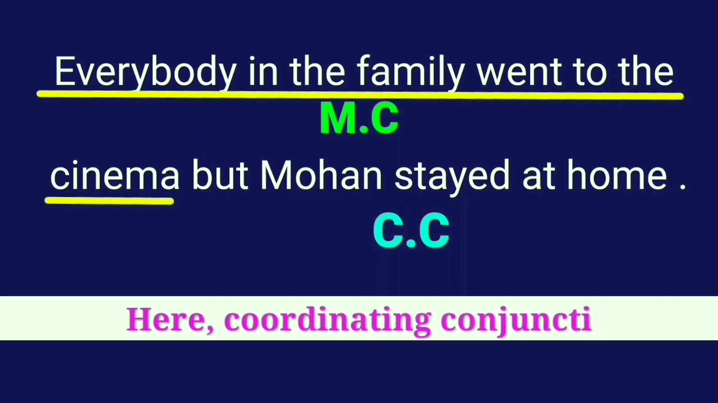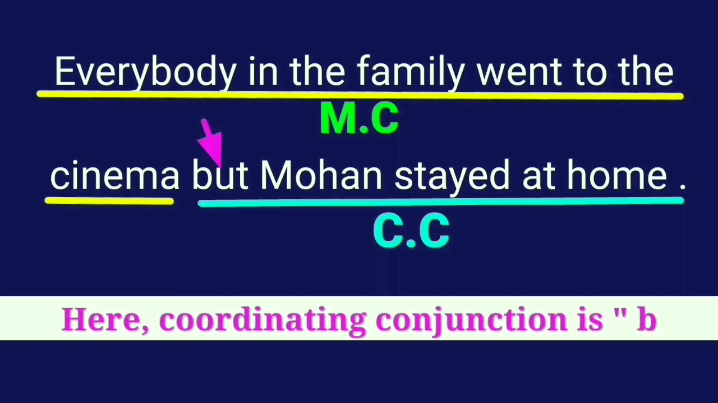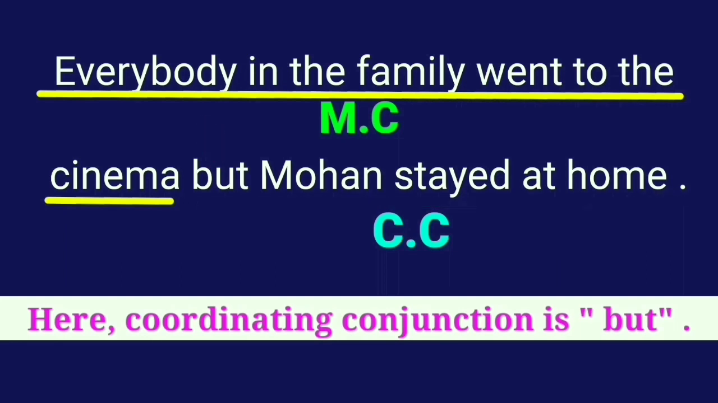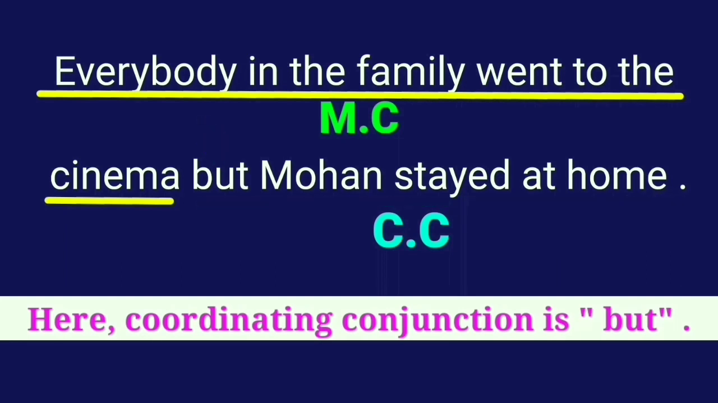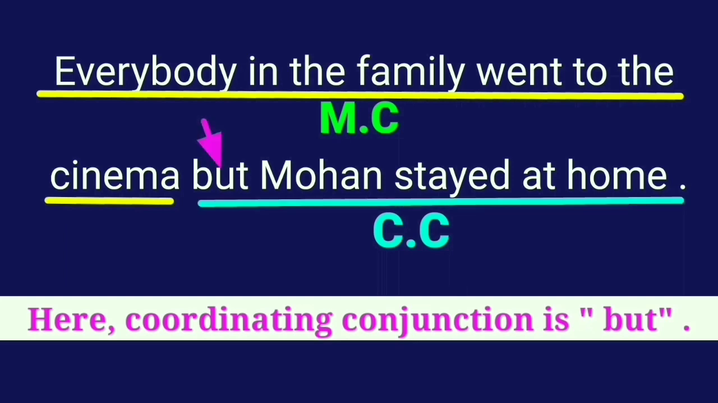Here, from this point of view, it is clear that both the main clause and the coordinate clause beginning with the coordinating conjunction are each an independent clause.